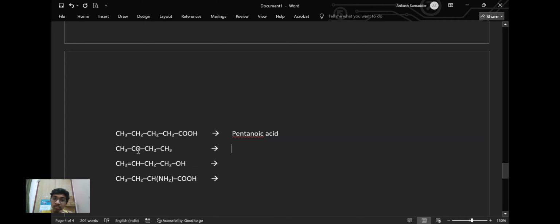number possible. If you count it from right to left, 1, 2, 3, 4, ketone is coming at the third number. But if I count it from left to right, ketone is coming at 1, 2, 3, 4, the second number. So that means if I count it from left to right, this ketone will get the least number, that is 2. So we'll count it from left to right. 1, 2, 3, 4. 4 carbons are there. So for 4 we write but.